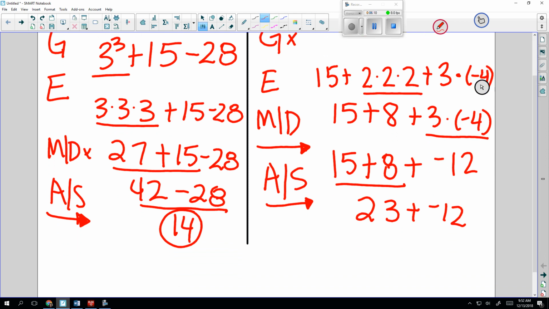Okay, so what's my last step? 23 plus negative 12, which can also be said to be subtraction. Yeah, it's just a subtraction. It's 23 minus 12. 11. There you go. There's your answer. Okay.